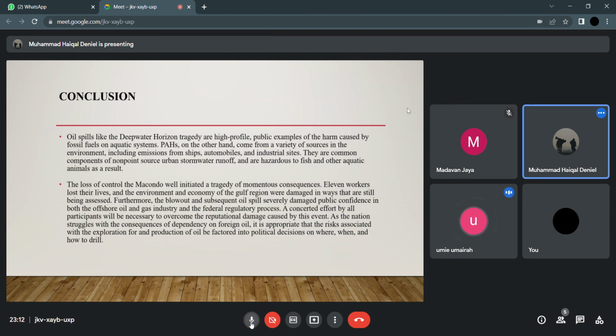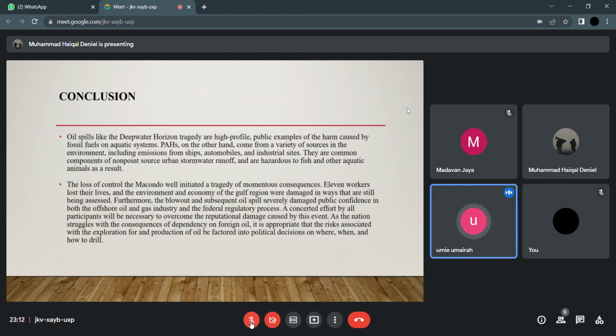The loss of control of the Macondo well initiated a tragedy of momentous consequences. 11 workers lost their lives, and the environment and economy of the Gulf region were damaged in ways that are still being assessed. Furthermore, the blowout and subsequent oil spill severely damaged public confidence in both the offshore oil and gas industry and the federal regulatory process. A concerted effort by all participants will be necessary to overcome the reputational damage caused by this event.